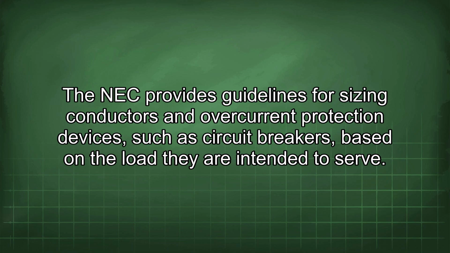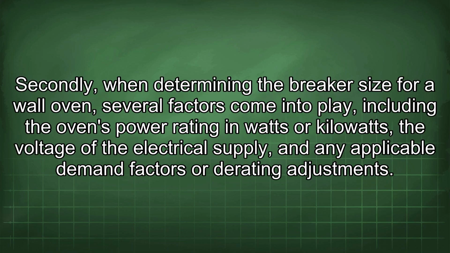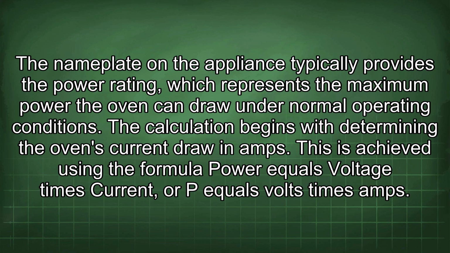Secondly, when determining the breaker size for a wall oven, several factors come into play, including the oven's power rating in watts or kilowatts, the voltage of the electrical supply, and any applicable demand factors or adjustments. The nameplate on the appliance typically provides the power rating, which represents the maximum power the oven can draw under normal operating conditions.